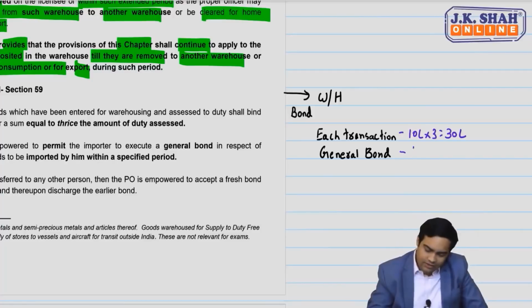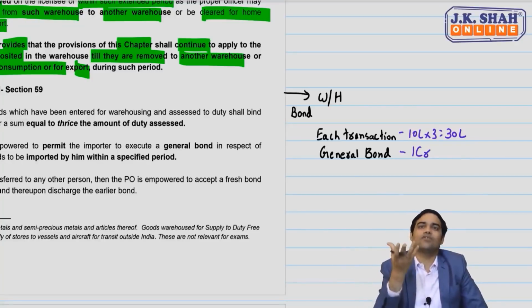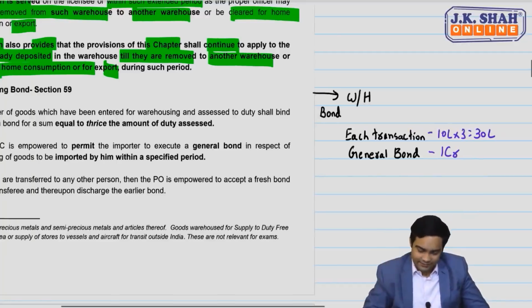Or you can give a general bond of 1 crore and then you might get various goods to the extent of that general bond coverage of 1 crore. And whenever you clear from the warehouse, again the general bond will be intact. Normally it is done for 1 financial year. So you can go for a general bond or a bond for each transaction as allowed by the proper officer and as you wish to. Let's have a look at it.